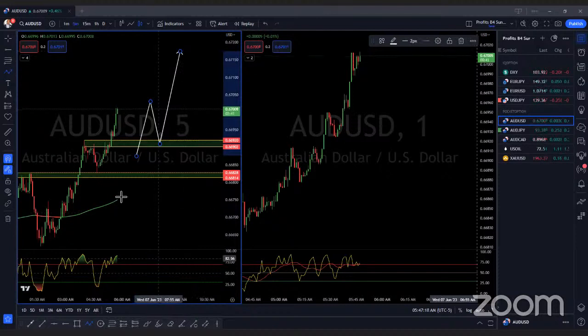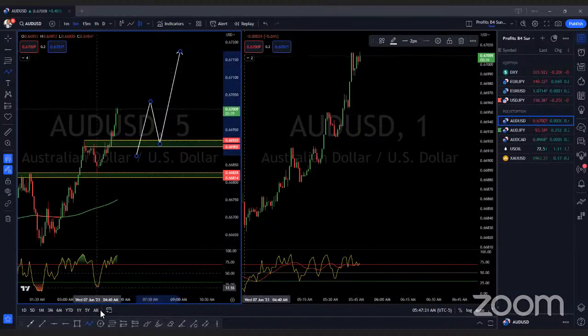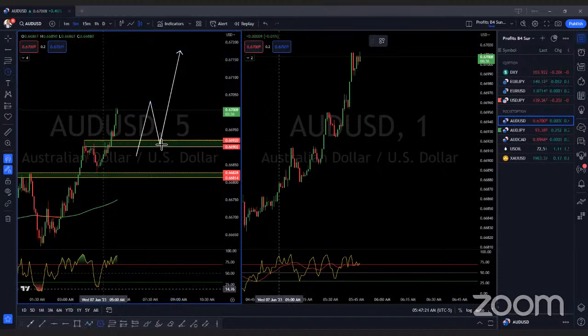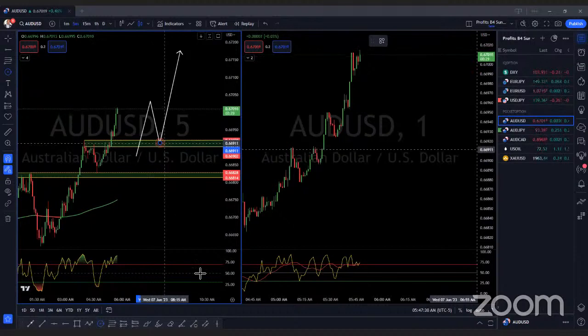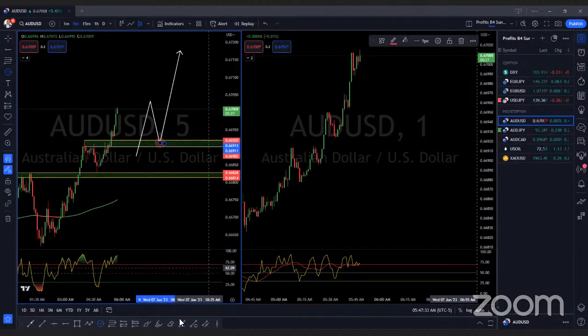The zone of opportunity is in the box right there. This is where I'll be looking for my next reaction on AUDUSD. Screenshot it, take it down, map it, and watch it and see what happens.